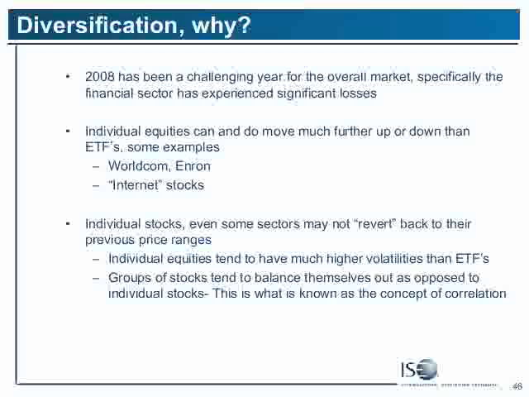2008 has been a very challenging year for the overall market, specifically for the financial sector. Individual equities can actually move much further up or down. So, when we talk about reversion to the mean, you have some that actually never return. WorldCom, Enron, internet stocks, individual stocks. Even some sectors may not revert back to the mean. Individual equities tend to have much higher volatility than ETFs. Groups of stocks tend to balance themselves out as opposed to individual stocks. This is known as the concept of correlation.